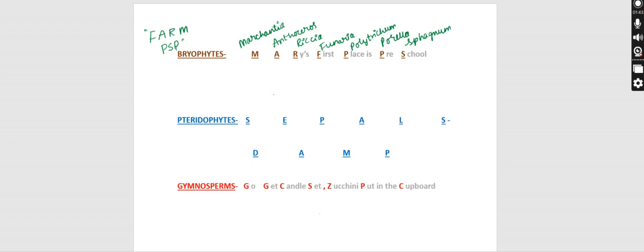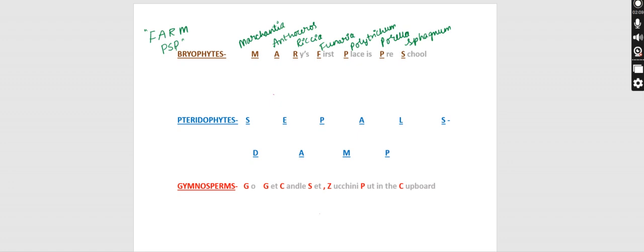Coming to the pteridophytes, remember a sentence like "sepals damp". Sepals, we all know, are the individual parts of the calyx. As the pteridophytes require damp, shady, cool climatic conditions for the growth of their gametophyte, or the prothallus, that's why I took the word damp.